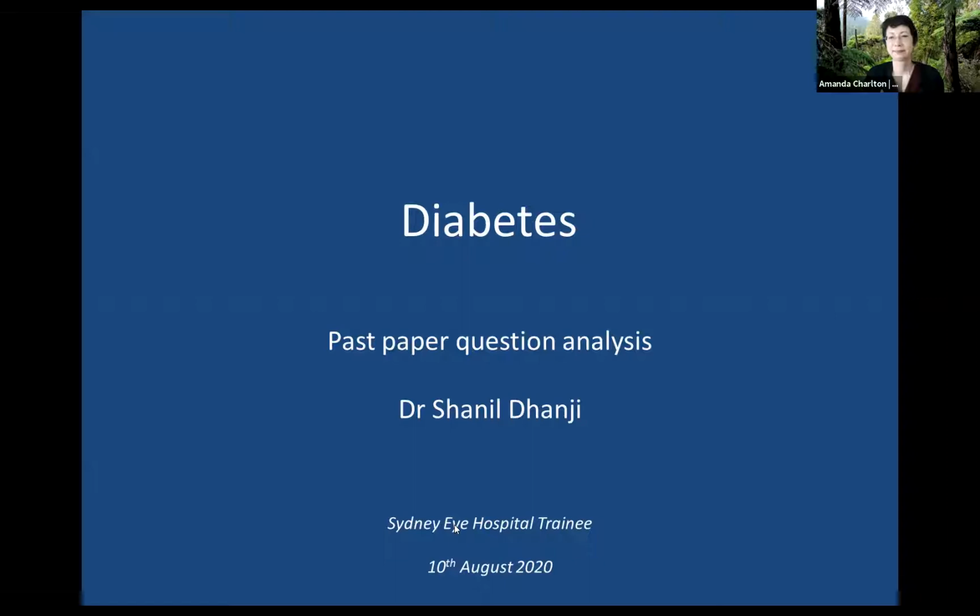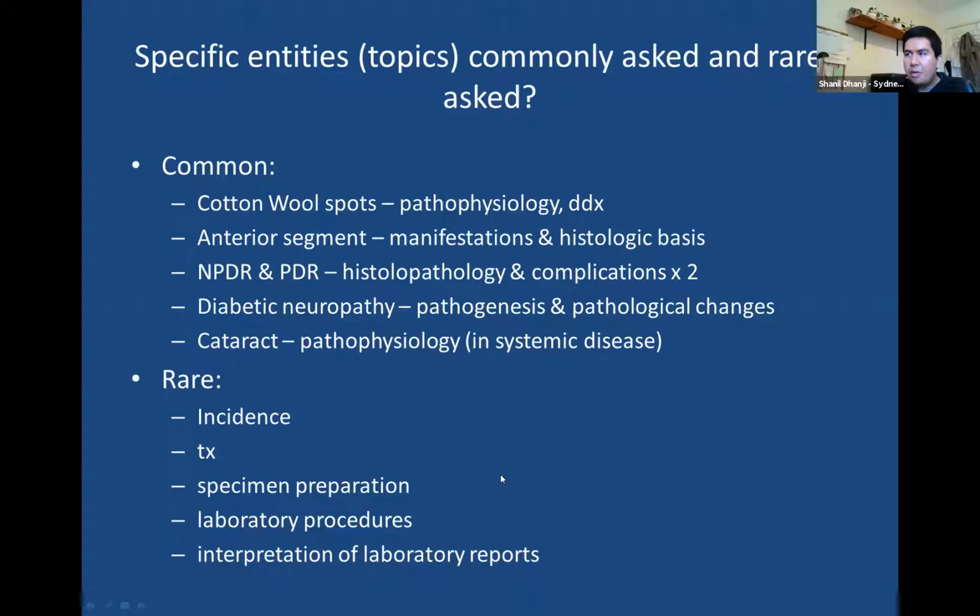So I looked at all the diabetes past paper questions, and I found that most of the questions were based on the clinical and pathological findings. So cotton wool spots, describing the pathophysiology and the differential diagnosis for cotton wool spots, the anterior segment manifestations of diabetes and the histological basis, and then describing the differences and the features of non-proliferative diabetic retinopathy and proliferative diabetic retinopathy, including the complications. There were 2 questions based on those.